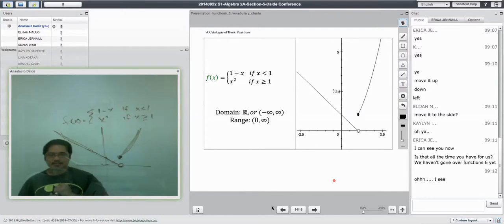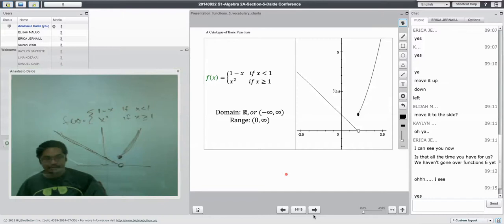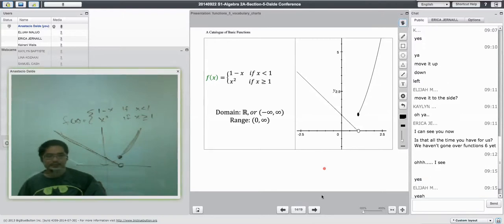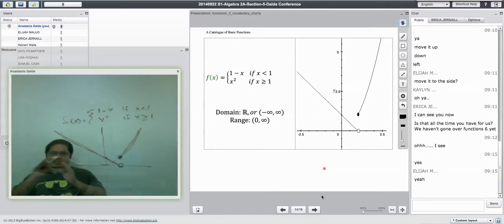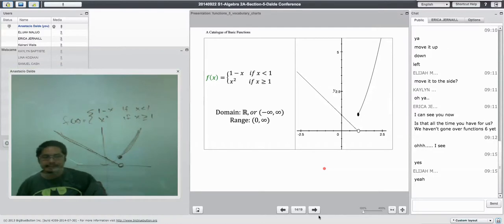Does this make sense to you? Do you understand a piecewise function now? Awesome. I have a question, just curious to know, did you understand a piecewise function before? If I threw this up there, could you draw for me this graph? Not at all. Oh, okay.